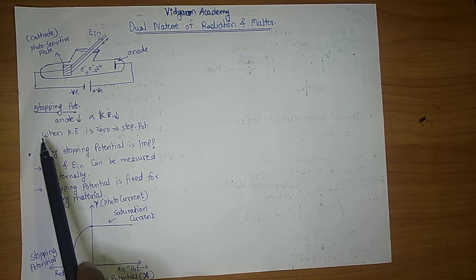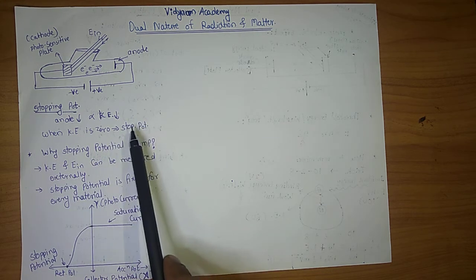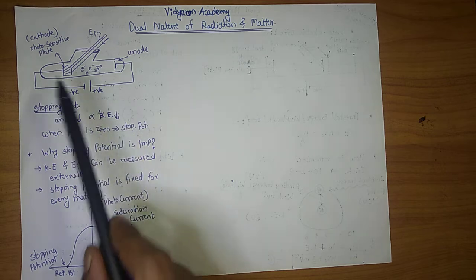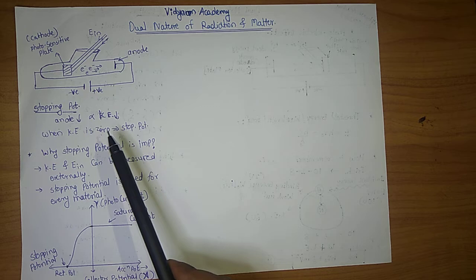Okay, so when the kinetic energy of the electron becomes zero, that particular potential is known as stopping potential, that we have already studied. But the question is, why is stopping potential important?